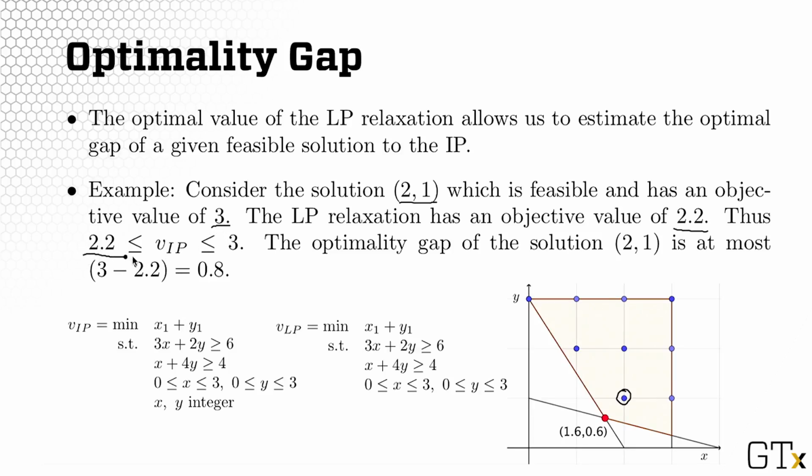So I know that the optimal value of the integer program is a number between 2.2 and 3. We do not know what it is, but it is between 2.2 and 3. Therefore, the optimality gap of this solution is at most 3 minus 2.2. We know that 2.2 is a lower bound on the optimal value, so you cannot be more than 0.8 units away from an optimal solution. So this gives us a very easy way, just by solving the linear programming relaxation, to give a qualitative guarantee on a given feasible solution.